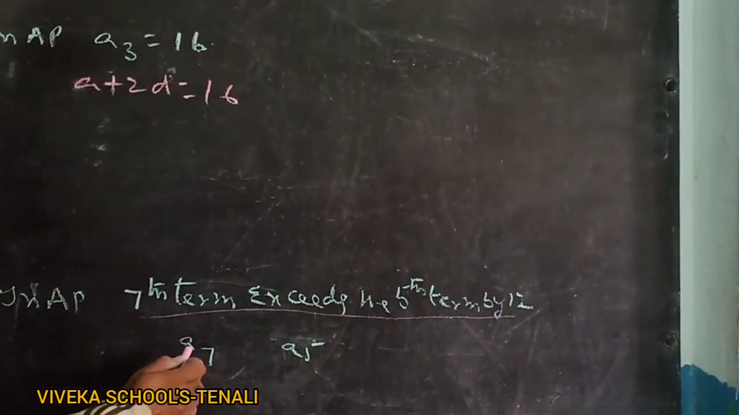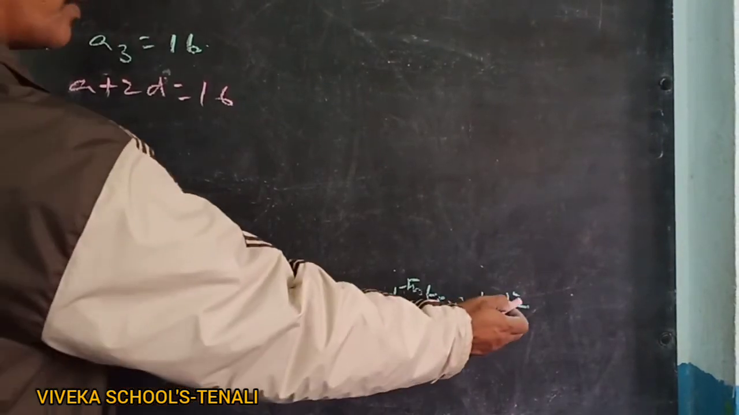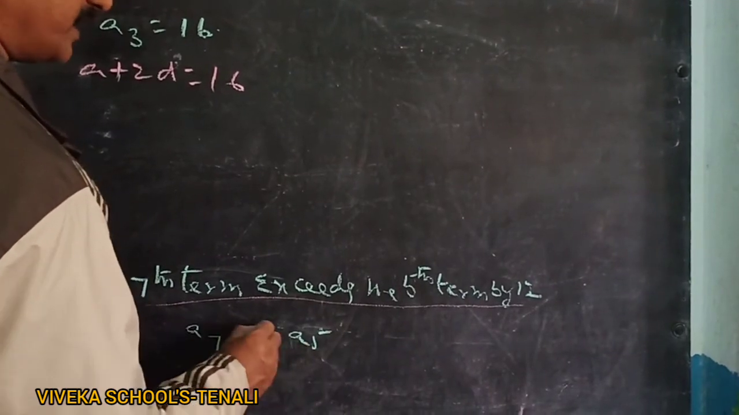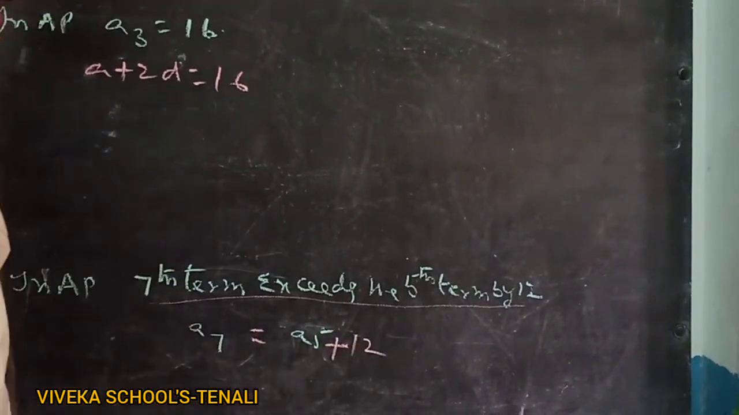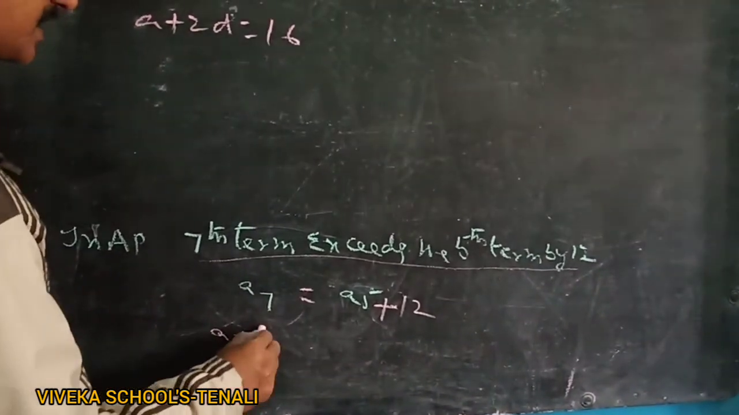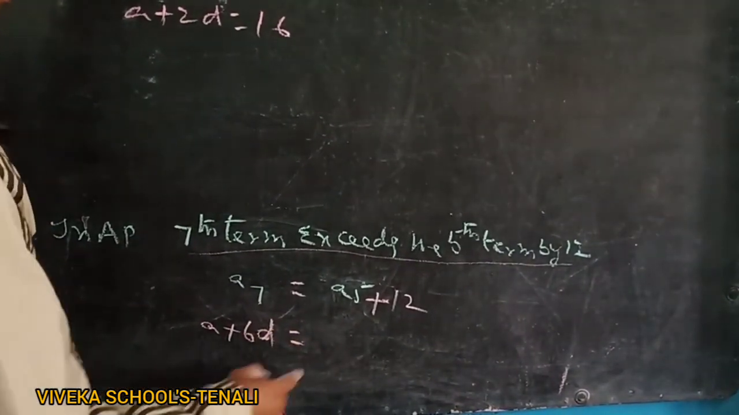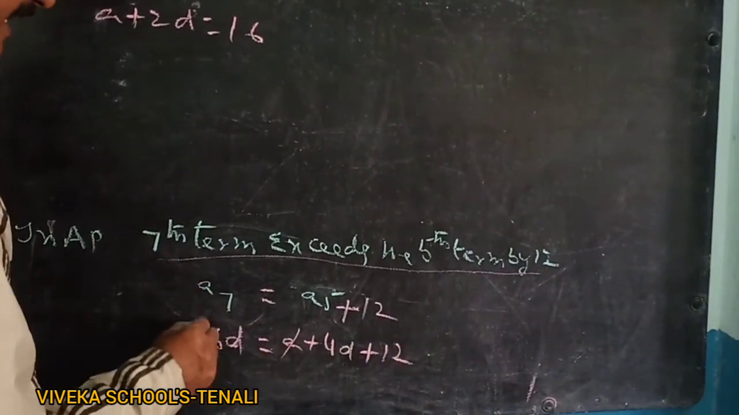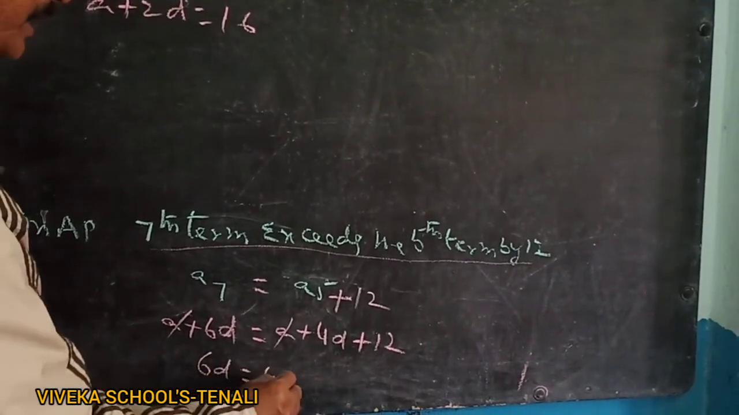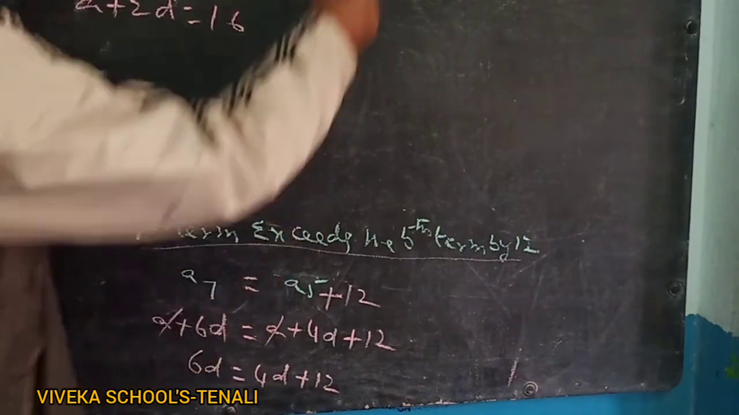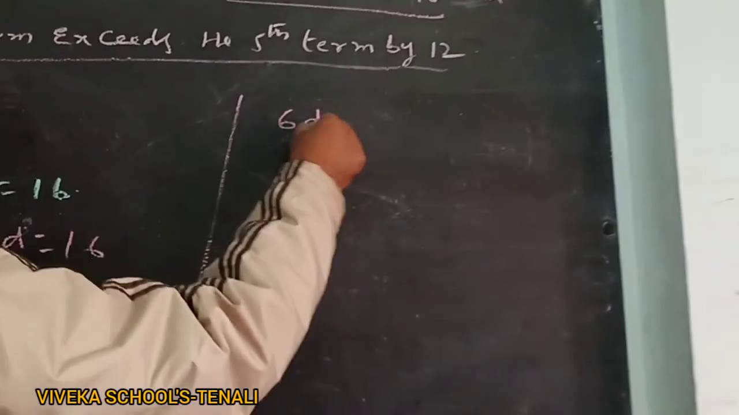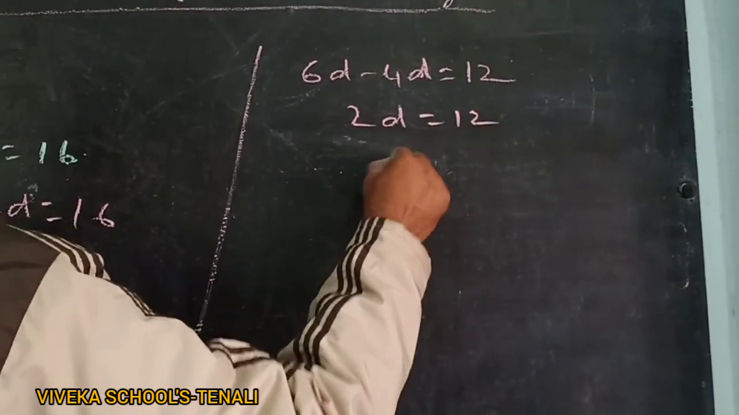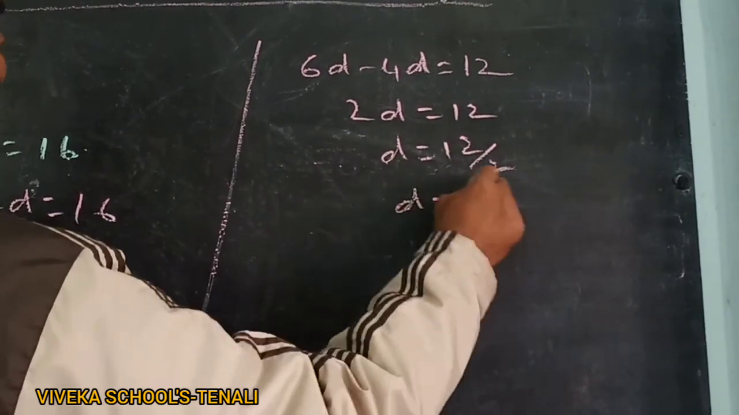So that means A7 is 12 more than the 5th term. So A7 is equal to A5 plus 12. A7 is equal to A plus 6D, and A5 is equal to A plus 4D, plus 12. Both sides A cancel. 6D is equal to 4D plus 12. D terms are moved to one side. So 6D minus 4D is equal to 12. 2D equals 12. D equals 12 by 2. D equals 6.